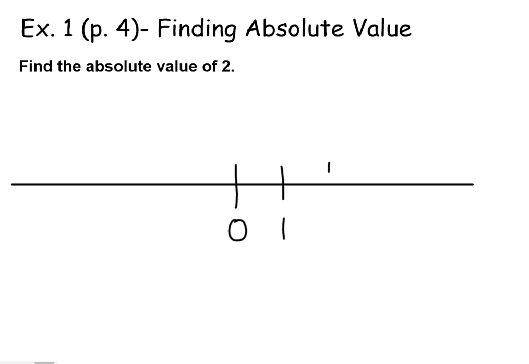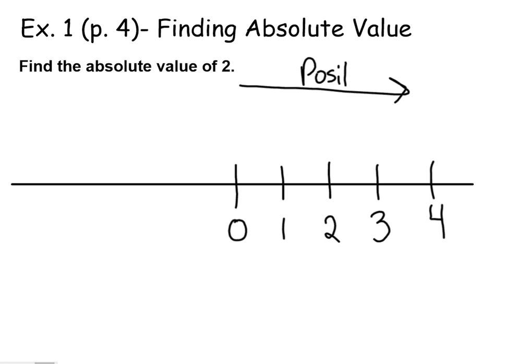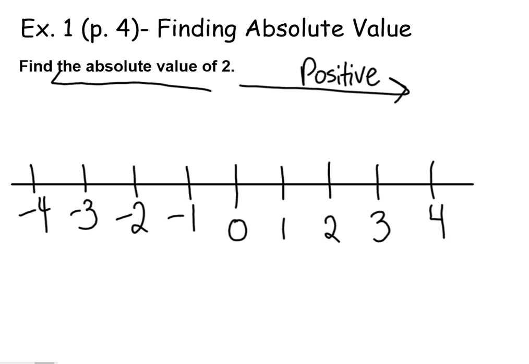I'm going to just label some points on my number line like this. To the right of 0 is positive. So as you move right, the numbers are getting larger in a positive direction. And as we move left, our numbers are negative. So to the left of 0 is a negative direction.